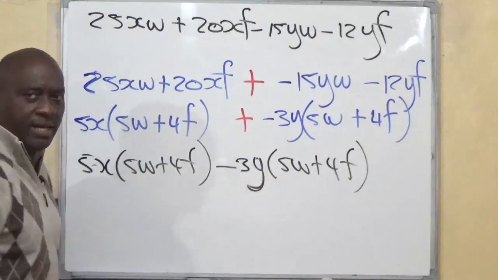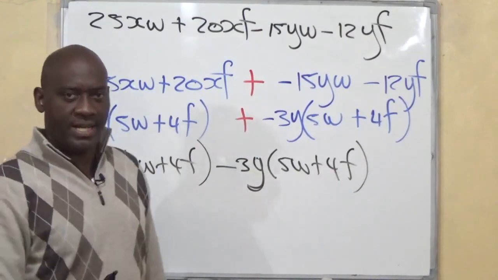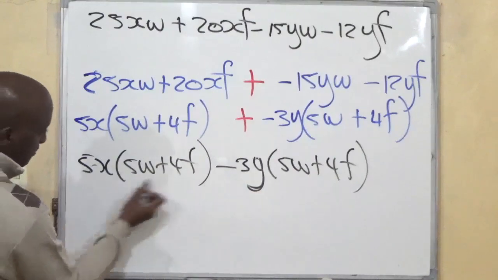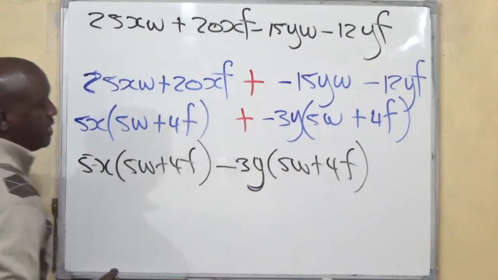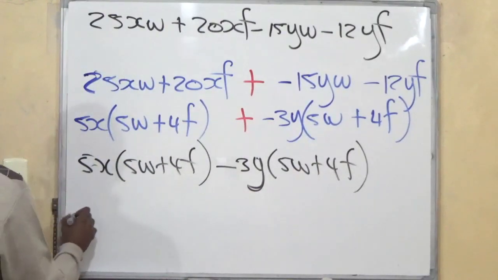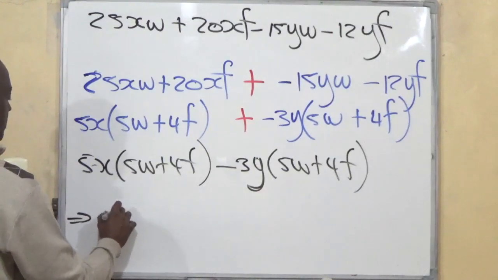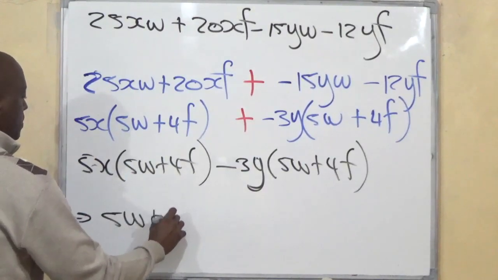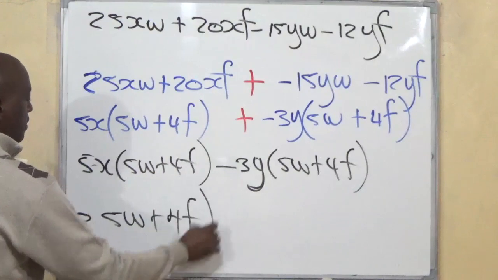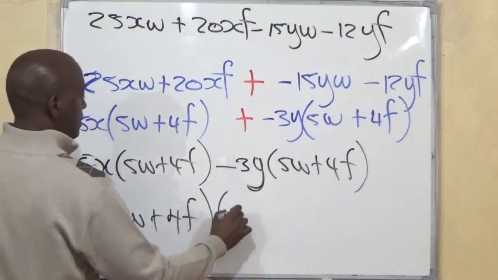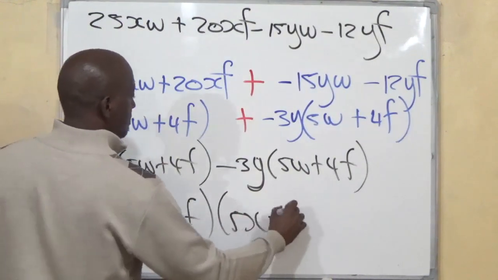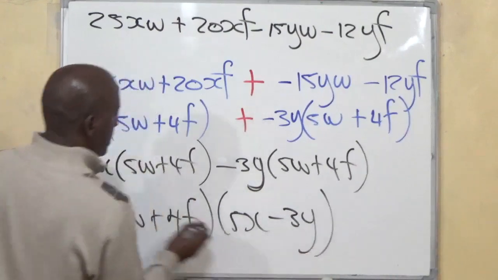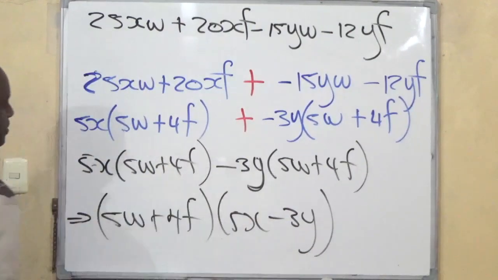And once you get here, you can move to the next step and take out the 5w plus 4f as the common factor and say that your final answer here will be 5w plus 4f in brackets into 5x minus 3y. Right? 5x here and the 3y over there.